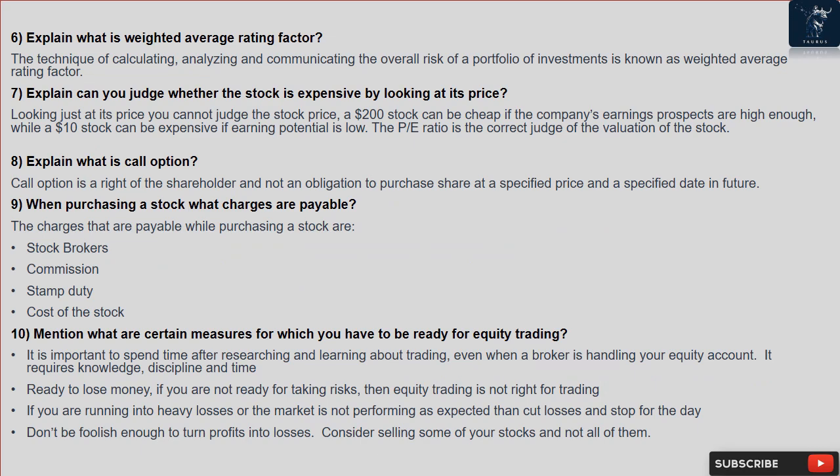Looking just at its price you cannot judge the stock. A $200 stock can be cheap if the company's earnings prospects are high enough, while a $10 stock can be expensive if earning potential is low. The P/E ratio is the correct judge of the valuation of the stock.